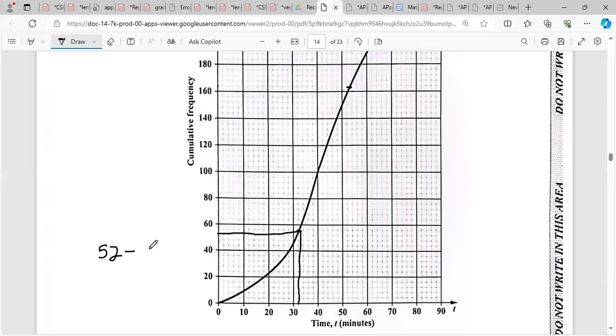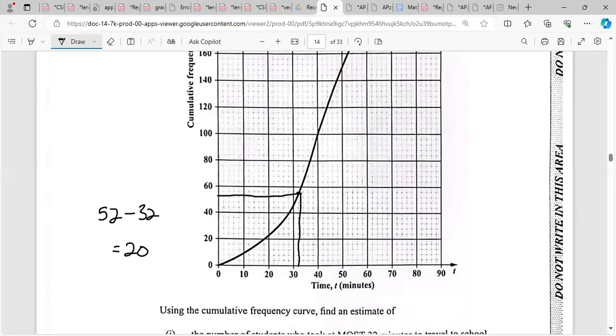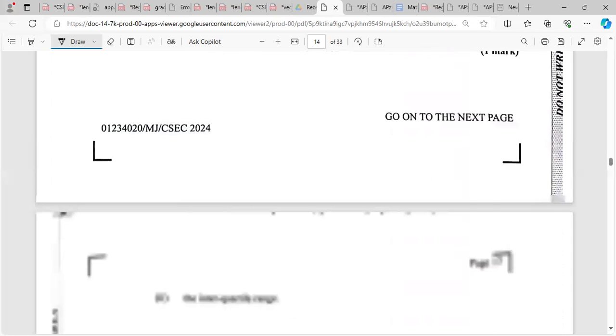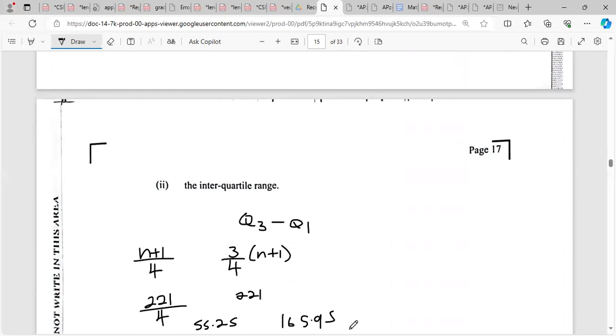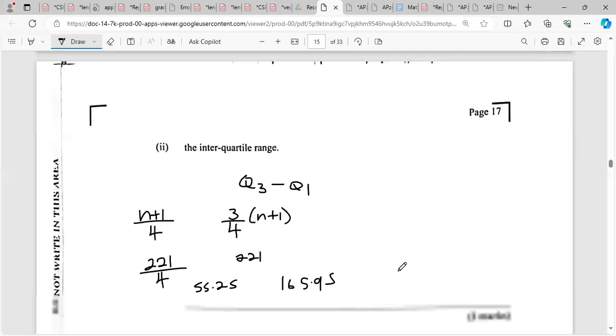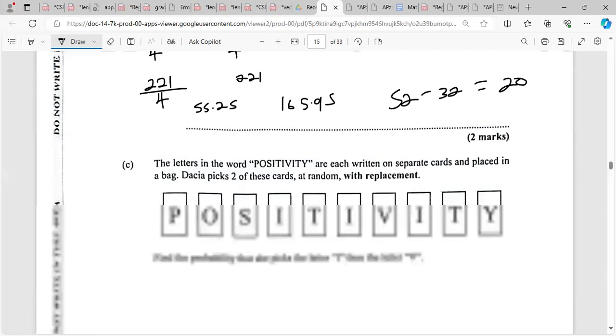For 32 now, I'm not so sure about it, guys, but about 20 or so. This doesn't have to be accurate. My eyes are burning, I can't zoom in. So the interquartile range would be 52 minus 32, about 20. That could be half of it.